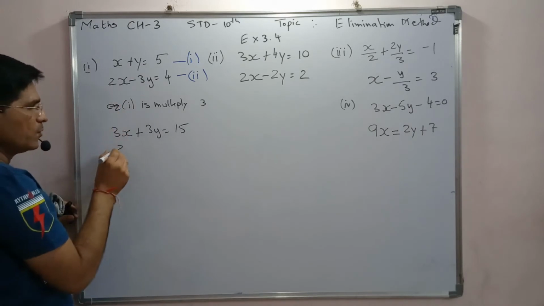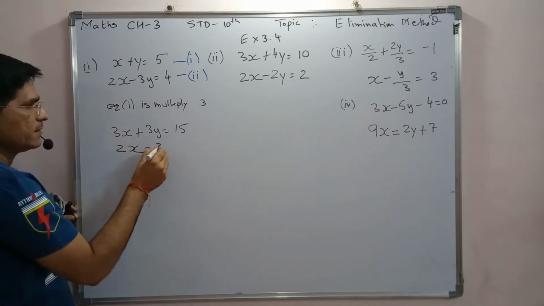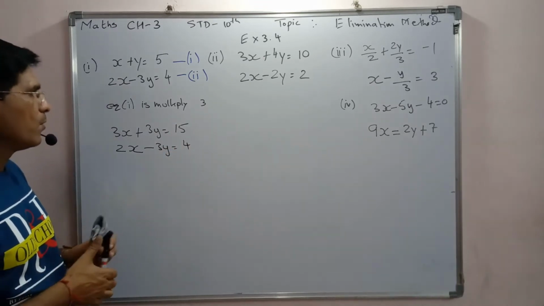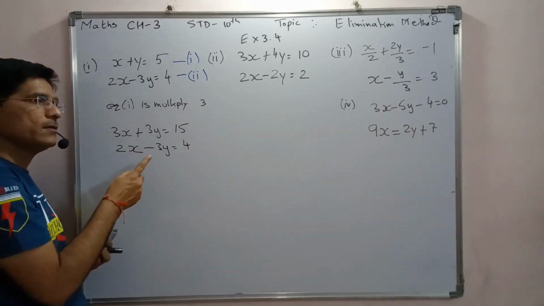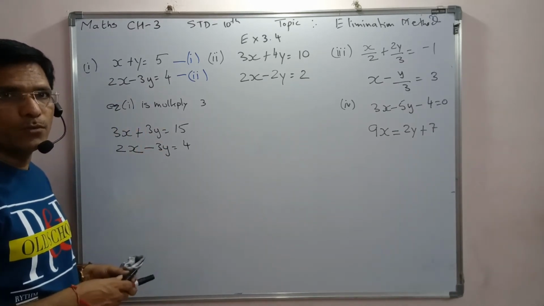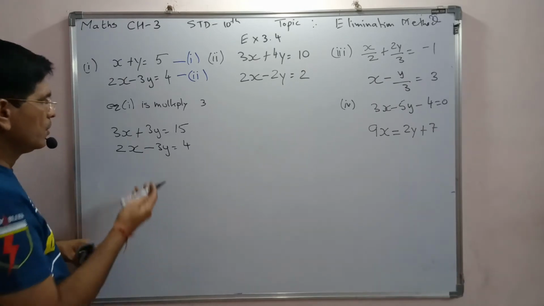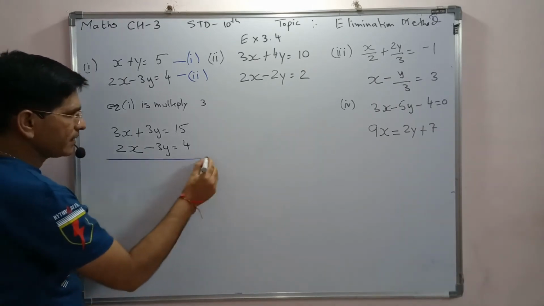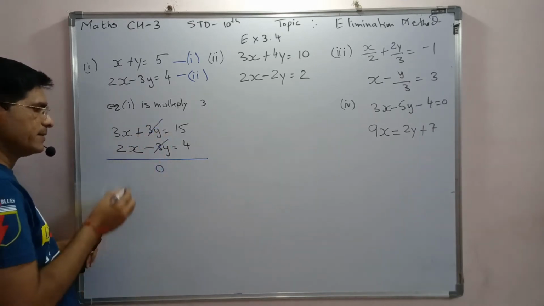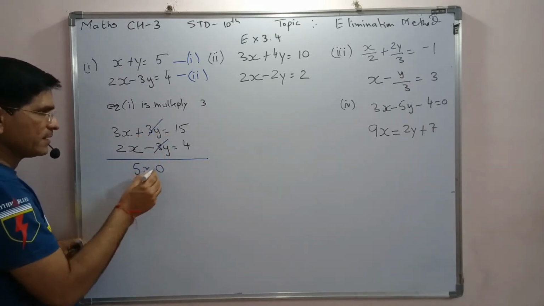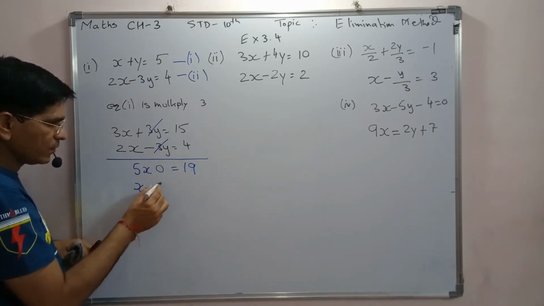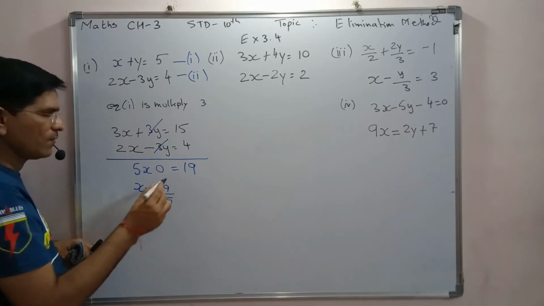The second equation we have to put as it is. So now it is easy. Already we have made equal the coefficient of the variable that we want to remove. So now if I make a line here, plus 3 minus 3 the answer is 0. 5x is equal to 19. Therefore x is equal to 19 upon 5.